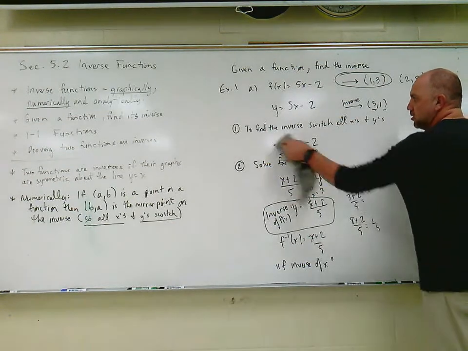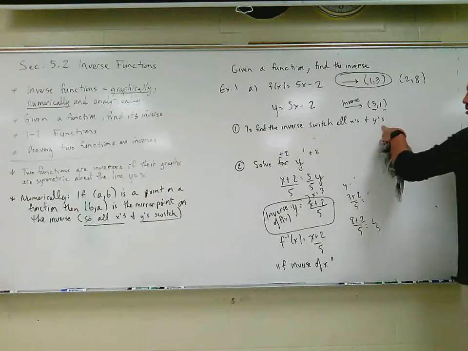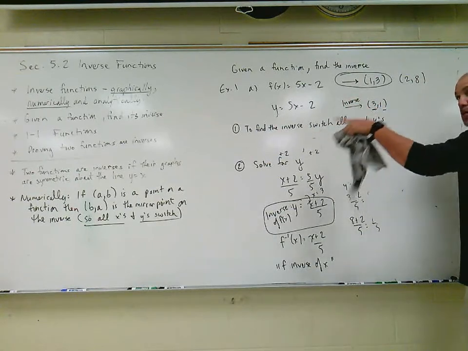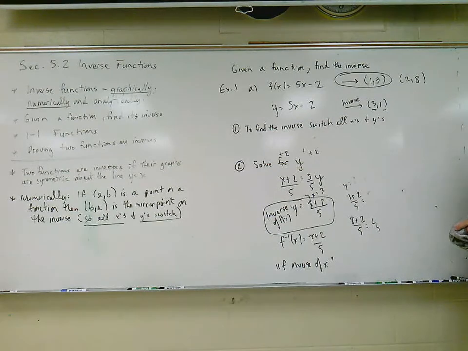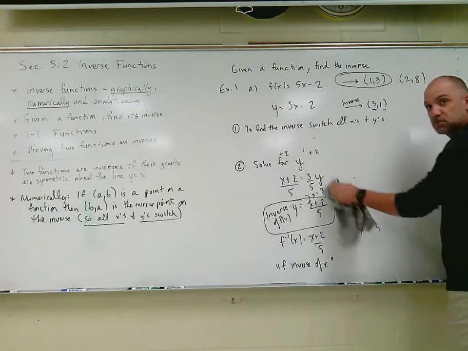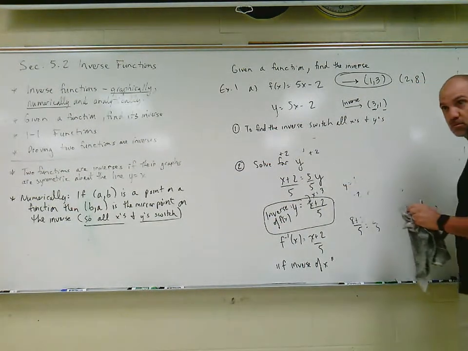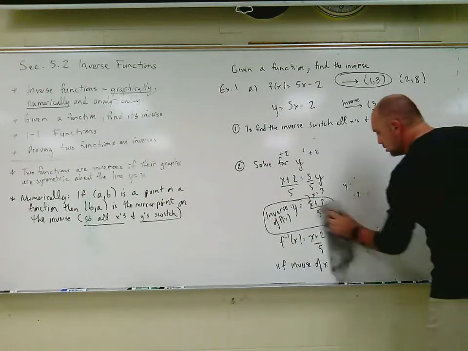So remember your 2 steps. To find the inverse, switch all the x's and y's. So wherever you see a y, you put an x, wherever you see x, put a y, and then solve for y. That's all you've got to remember, okay? You guys have these steps written down. Good, okay. Let's try another one.